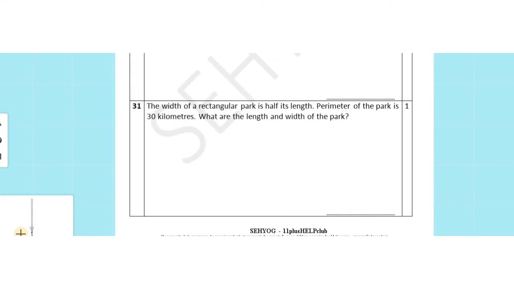Number 31. Width of the rectangular park is half its length. Perimeter is 30 kilometers. So, if the perimeter is 30 kilometers, the length and width will add up to half of the perimeter, for the reason we have stated earlier.